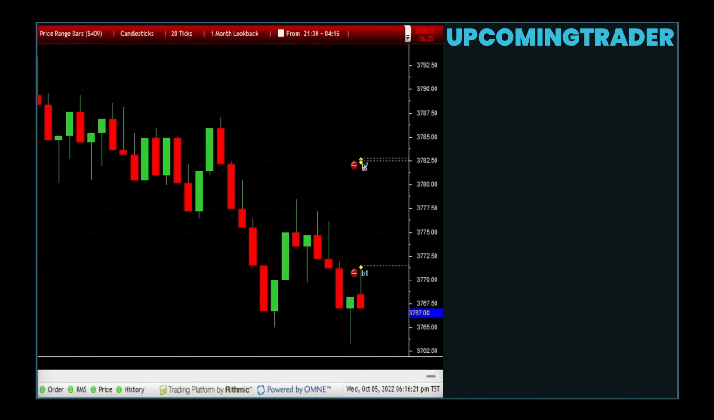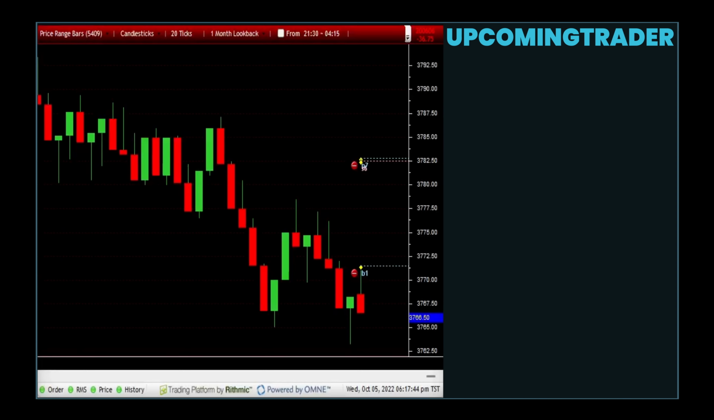Setting stop-loss orders just beyond the identified pivot levels to manage risk. Being aware of market news and economic events that could influence price movements and impact the reliability of pivot levels.